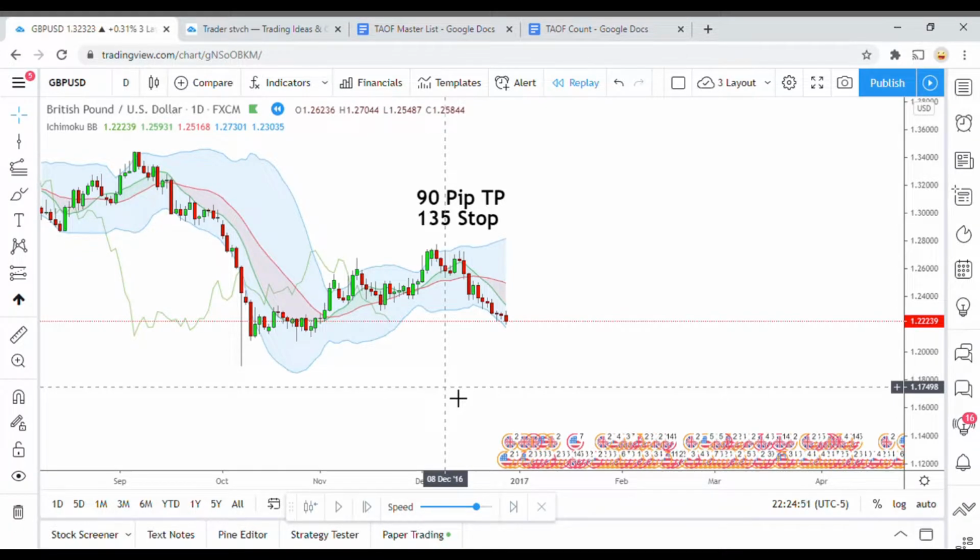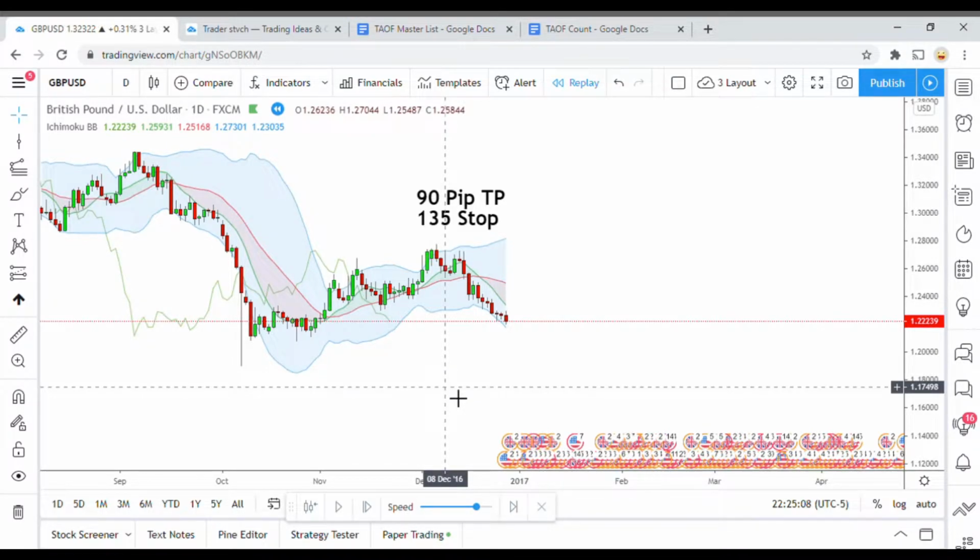All right, so today's indicator is the Ichimoku Bollinger Band indicator. It's quite an interesting indicator. It is a TradingView member created indicator, and so of course you can find a link to it down below in the description.